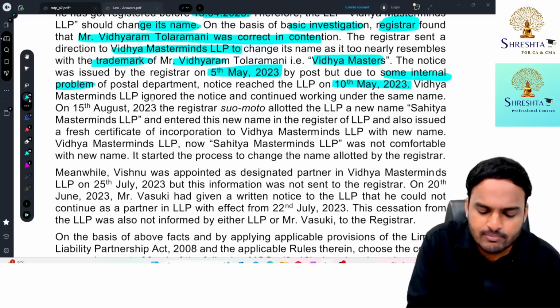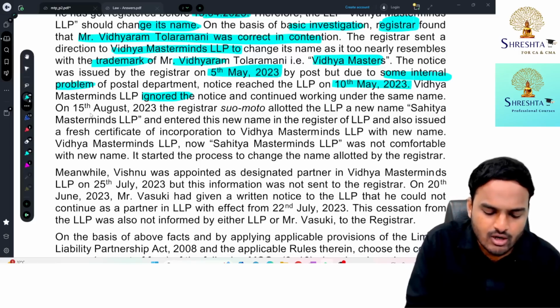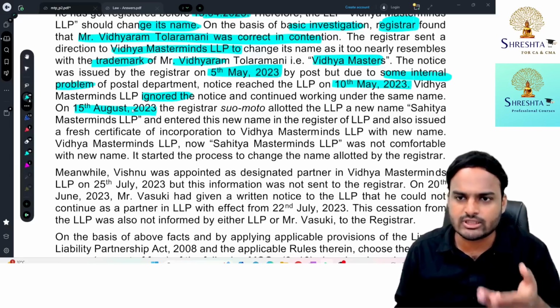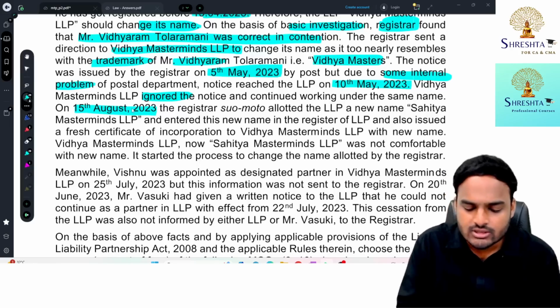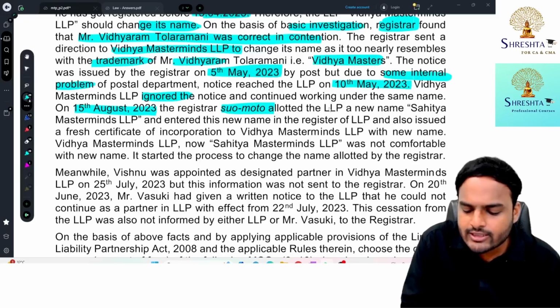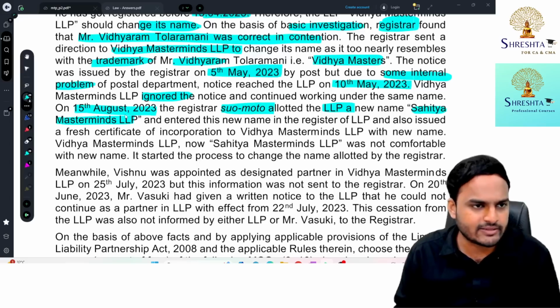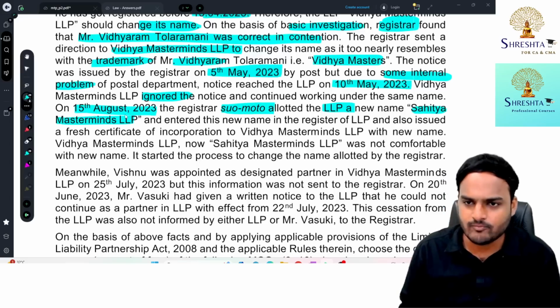Vidya Masterminds LLP ignored the notice and continued working under the same name. On 15th August 2023, why, because 3 months were completed. So what did the registrar do? The registrar suo moto allotted the LLP a new name, Sahitya Masterminds LLP. So within 3 months of the direction, the LLP has to change its name.